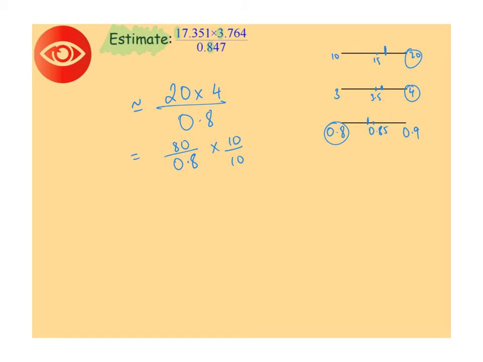So 80 divided by 0.8, that's the same as 800 divided by 8. These two things are the same. And 800 divided by 8 is 100. So my estimate, we know it's not exact, but my estimate is 100.